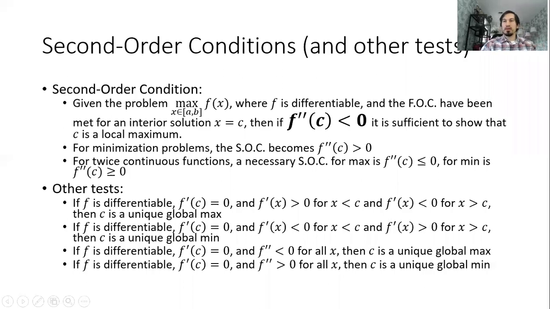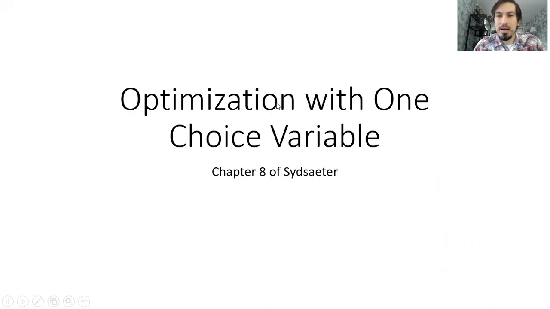All right, so today I want to talk more about this optimization with one choice variable. It comes from chapter 8 of the Sydsaeter textbook. All of chapter 8 is practically just about this. And we're going to do it today. We'll be done with it by today, I expect. If not, a little bit next week.